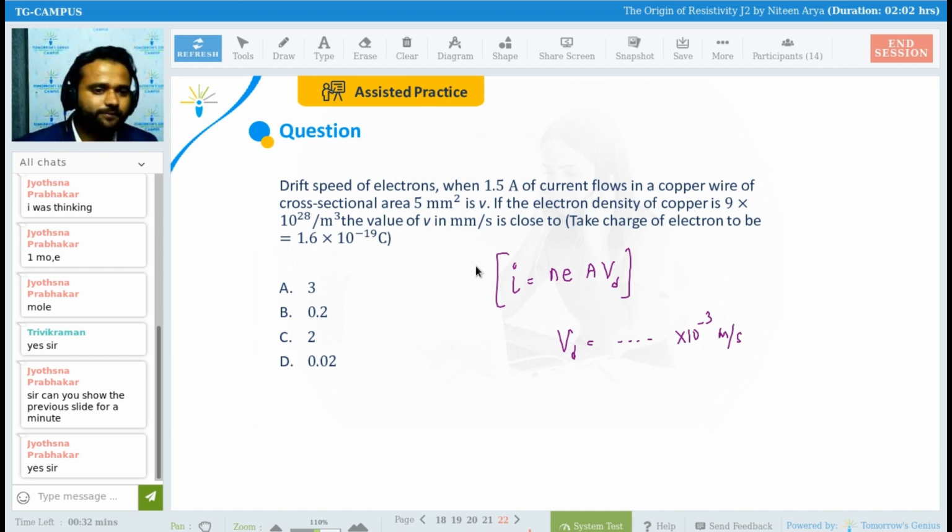What is the answer? Tell me. See, that much time is not required for this, at least 2 to 3 minutes is enough. Okay, so tell me which is the correct answer. Tell me, beta. A, B, C, D. Which one is the correct option?